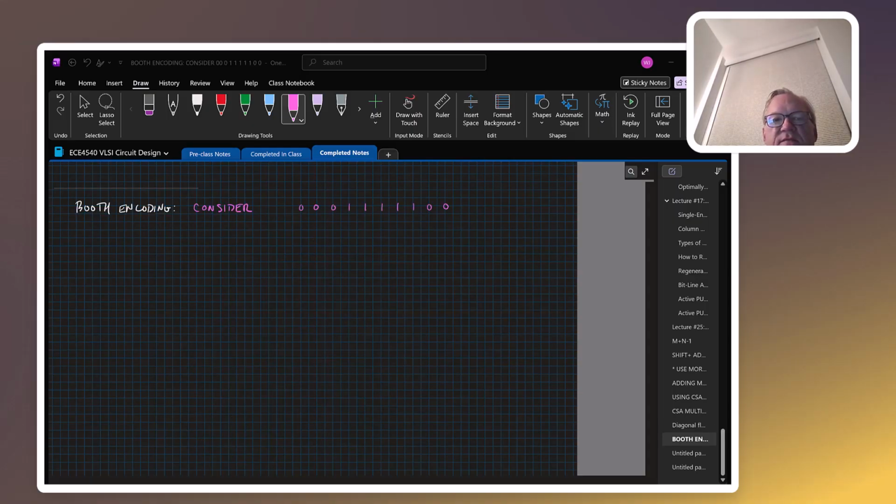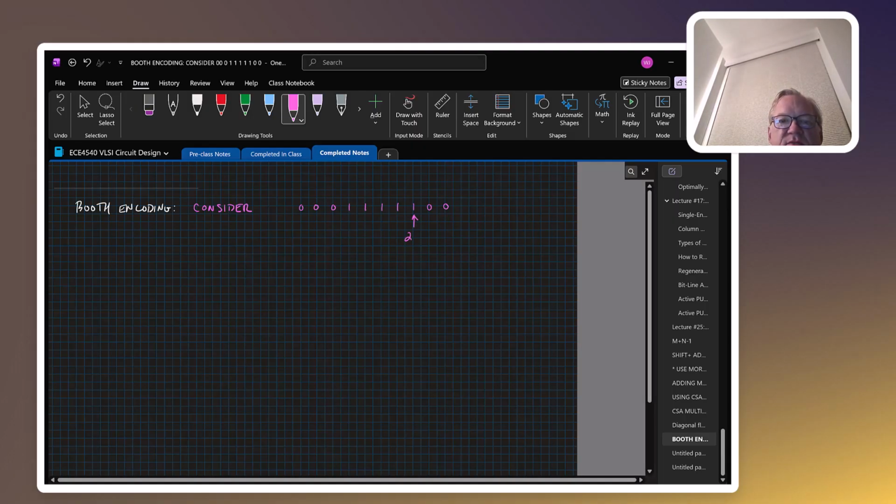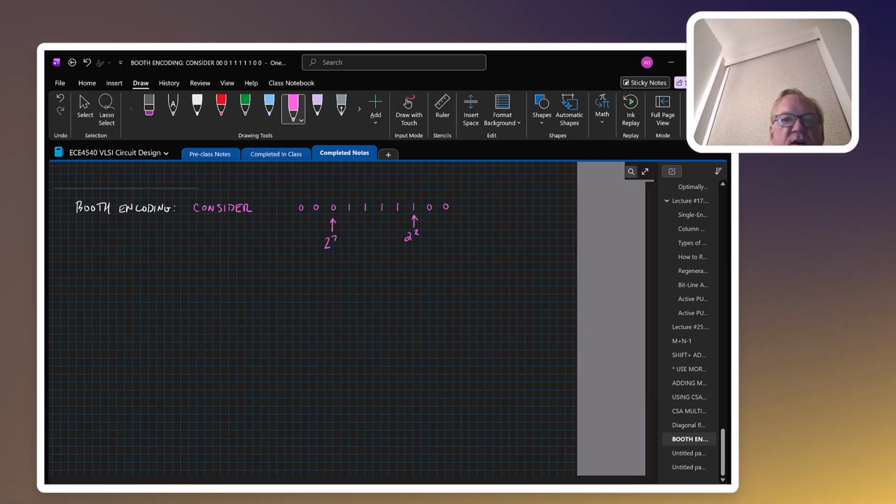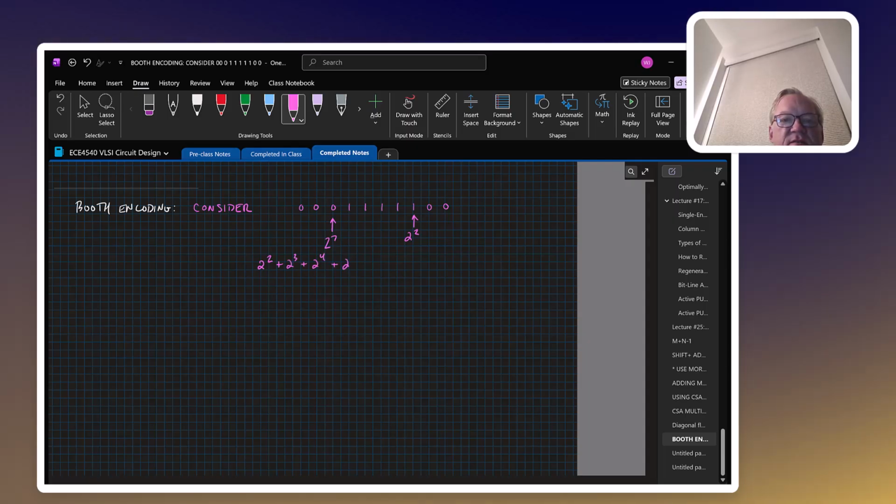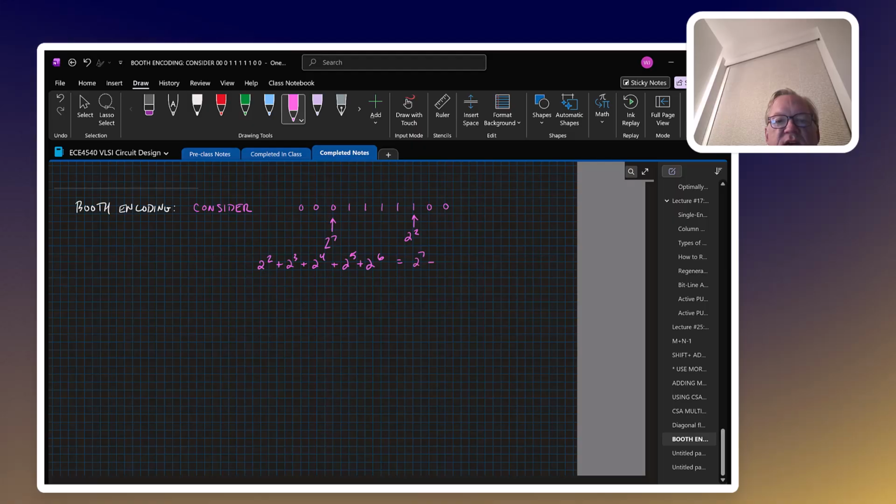Okay, so let's consider that we have a number like the following. Here in this position, this is multiplied by 2 to the 2. In this position, this is multiplied by 2 to the 7. And what we have here is bits 2 through 6 are 1s. Everything else is a 0. And so if we were to sum this, it would be 2 to the 2 plus 2 to the 3 plus 2 to the 4 plus 2 to the 5 plus 2 to the 6. But we can also notice that this is equal to 2 to the 7 minus 2 to the 2.